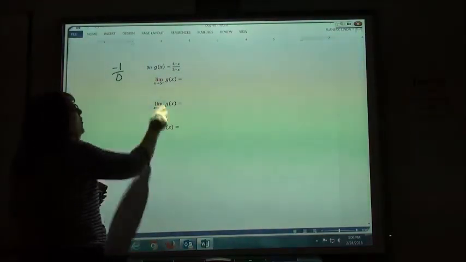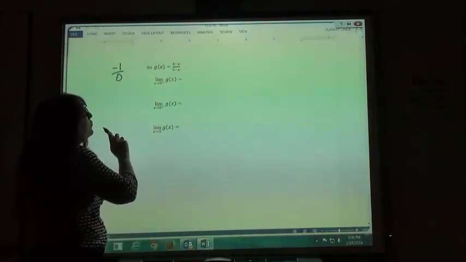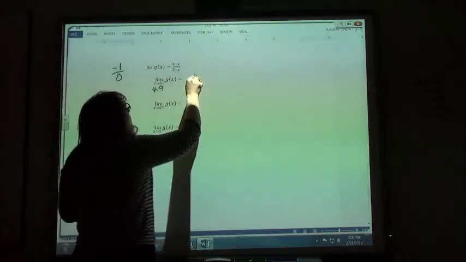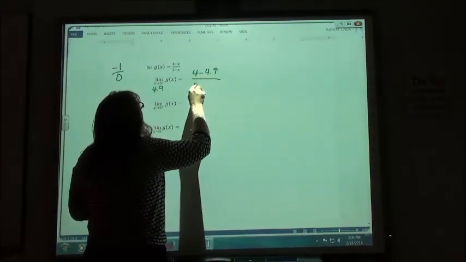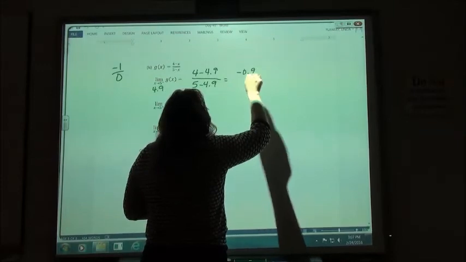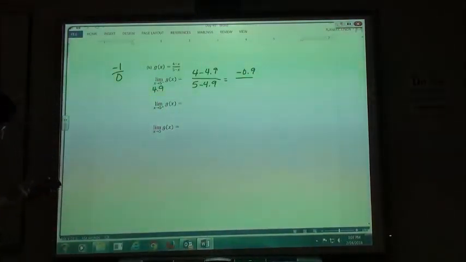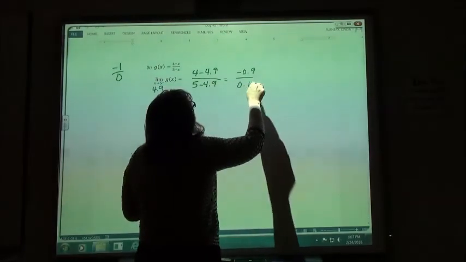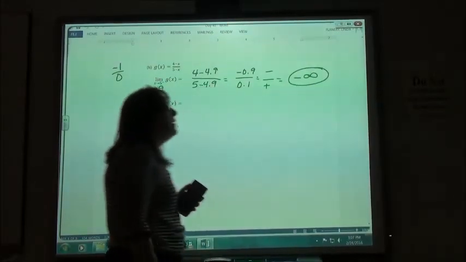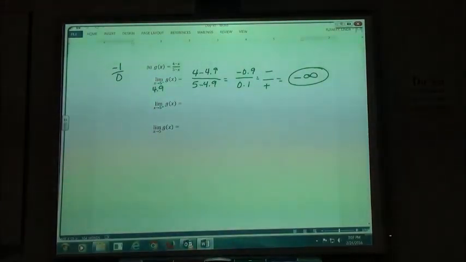So as I approach 5 from the negative direction, just a little bit smaller than 5, I'm going to use 4.9. So 4 minus 4.9 over 5 minus 4.9. This is going to give me negative 0.9. Just checking, yep. 5 minus 4.9 would be positive 0.1. So I get a negative over a positive, which is going to be negative infinity then, as x approaches from the left-hand side.